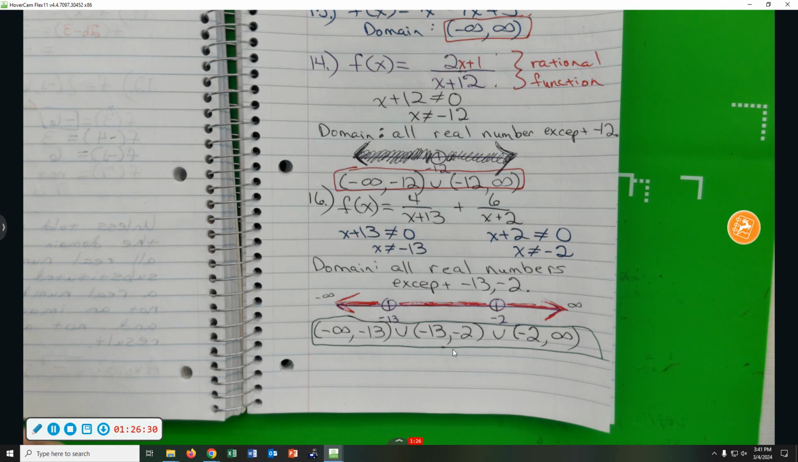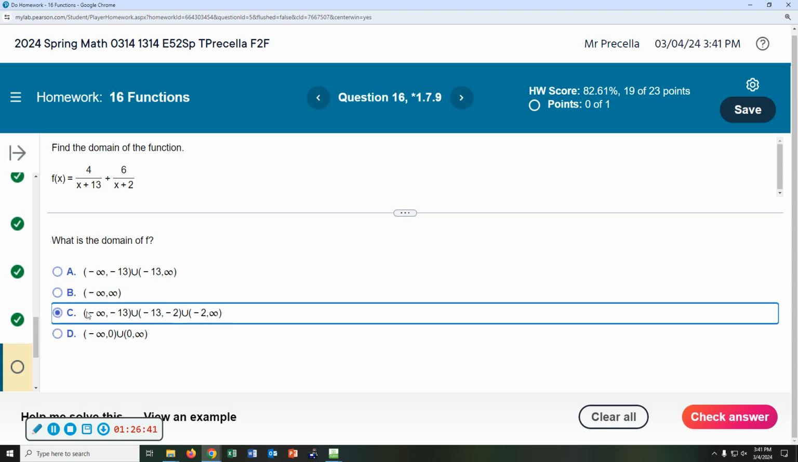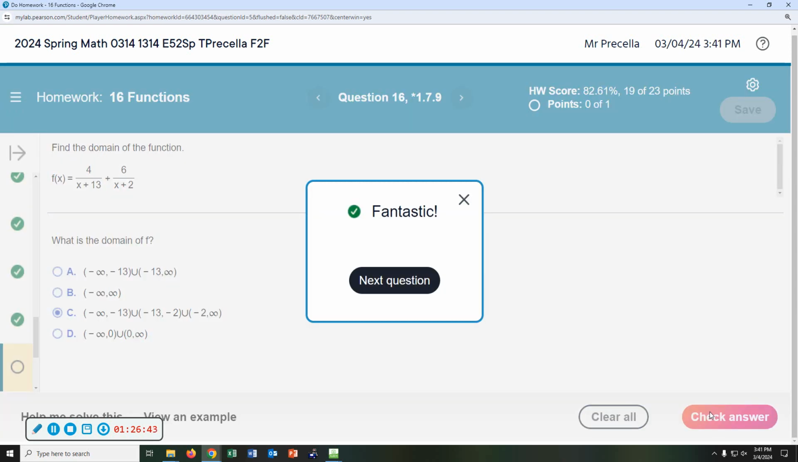That means all numbers except negative 13 and negative 2. So let me start typing it in. Oh, no, it's multiple choice. But there is one where you have to type it in, I think the very last one. Okay, now move on to the next one.